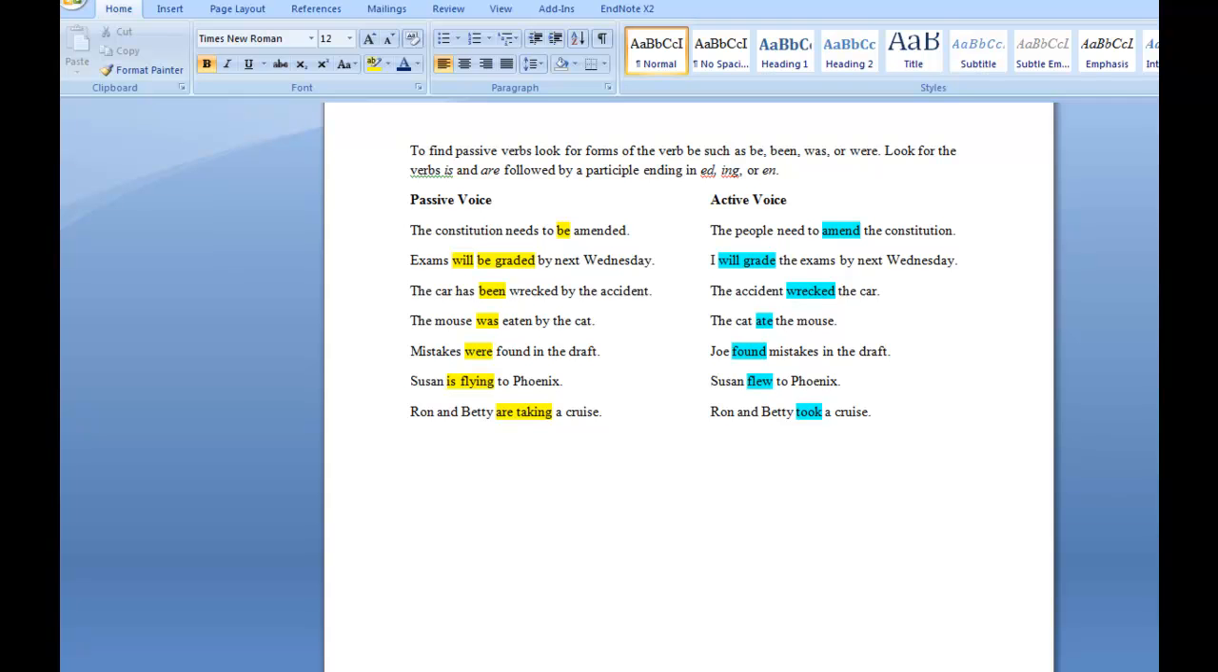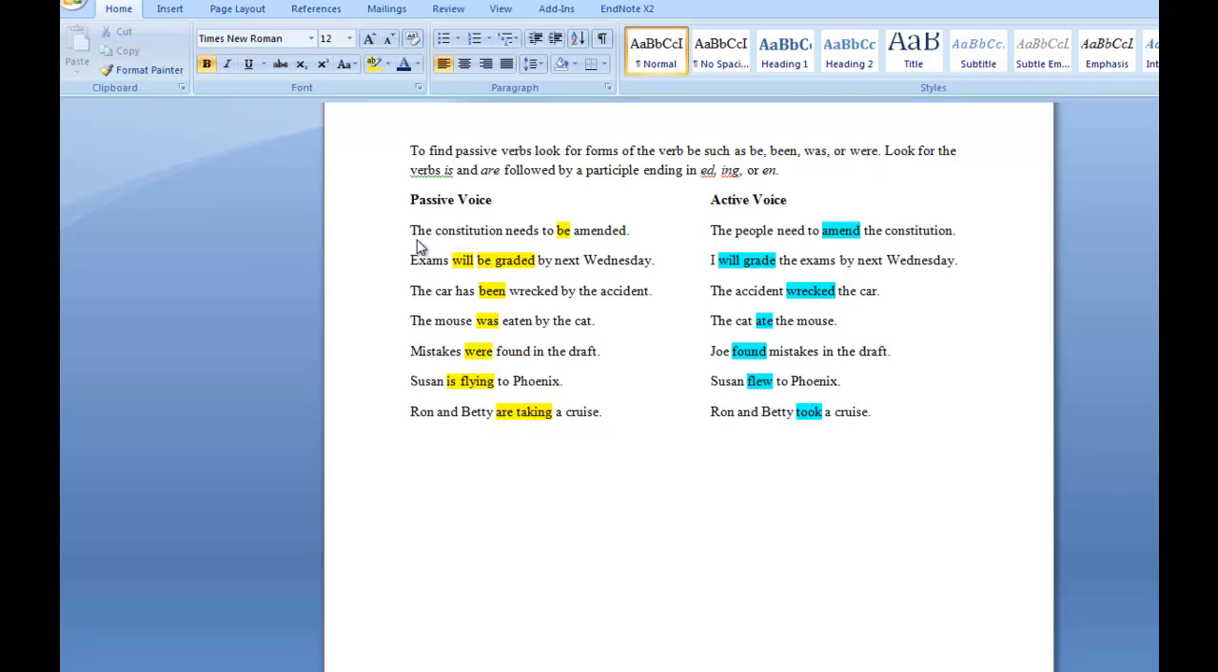So what do you do to find passive verbs? Okay, the way to find passive verbs is to look for forms of the verb be, such as be, been, was, or were. Also look for the verbs is and are, followed by a participle ending in ed, ing, or en, or some other form of participle. Let's look at some examples.